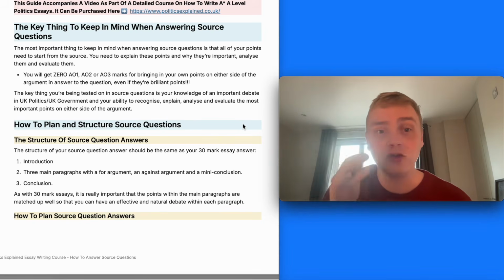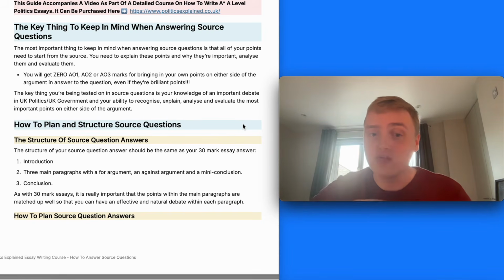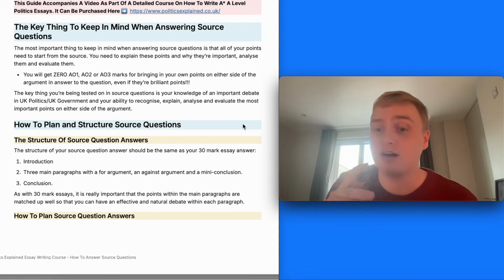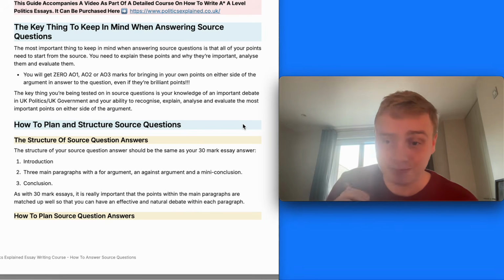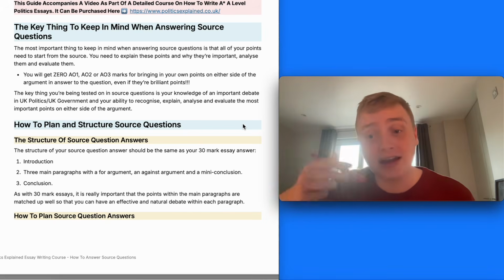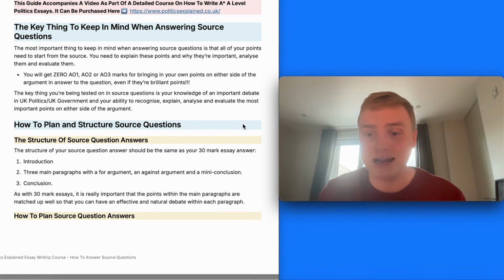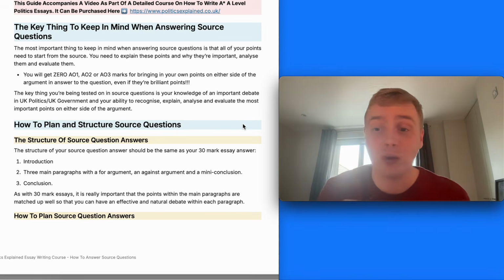So the key thing you're being tested on in source questions is your knowledge of an important debate in UK politics, UK government, and your ability to recognise, explain, analyse and evaluate the most important argument points on either side of the argument that you're going to be given. So the test is to recognise these points, be able to explain them and back them up, weigh them up and evaluate them. It's not about looking at the question title and being able to introduce your own points.